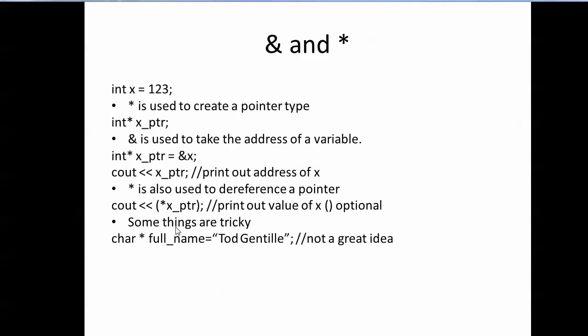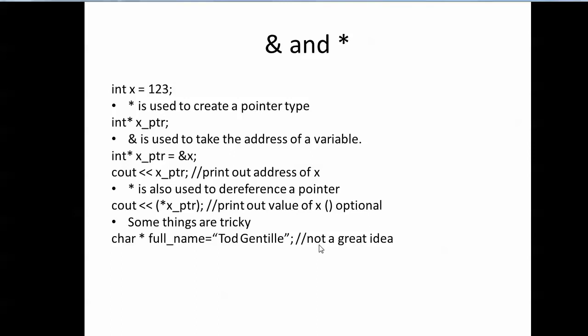Some things are a little tricky with pointers, and you can get yourself in trouble. This will compile. It probably shouldn't. By the way, whether you put a space here, whether you put the asterisk next to char or next to the variable name, doesn't matter. I prefer to keep it close to the type. This says I want a pointer to char, and I'm going to call it full name, and I want to give that this constant string. I'm just putting my name in here.